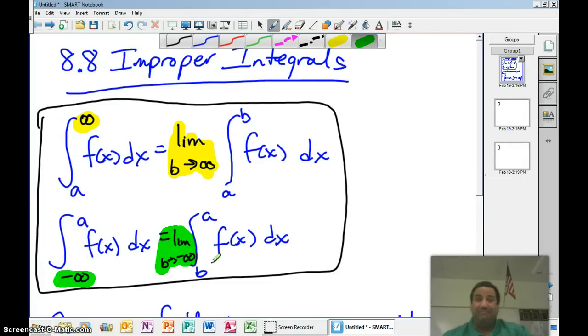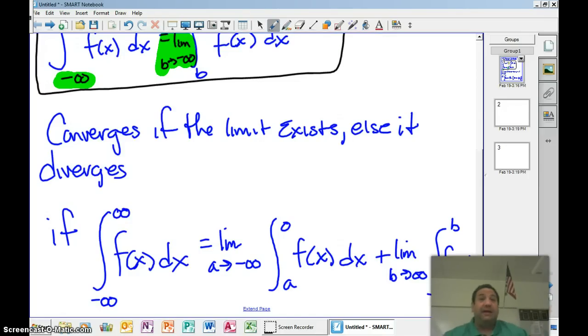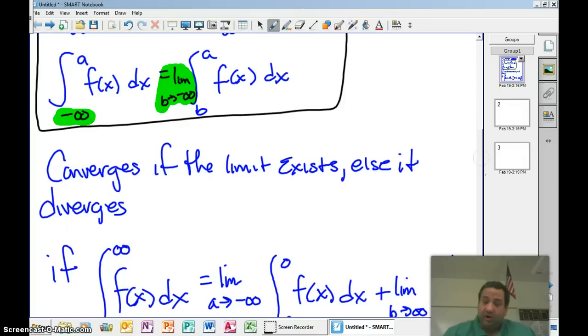It doesn't matter, a or b. It can be any variable really, except x, of course, because then it screws up the whole thing. Now, if this converges, because they'll ask you, does this converge or does it diverge? Well, it converges if the limit exists and you get an answer. Else, it diverges. You can get infinity or negative infinity as answers, and that would be a divergent integral. Okay?